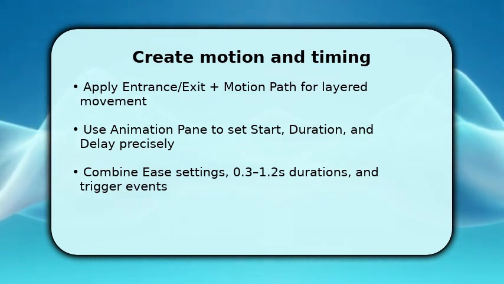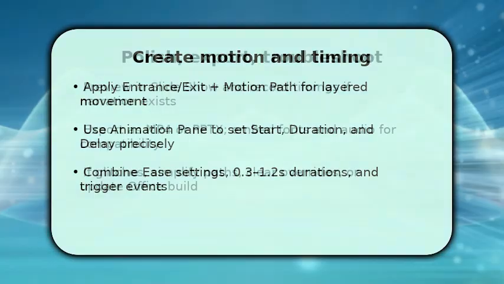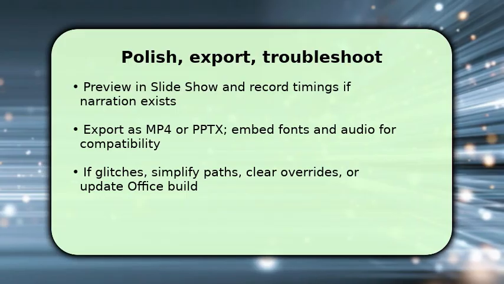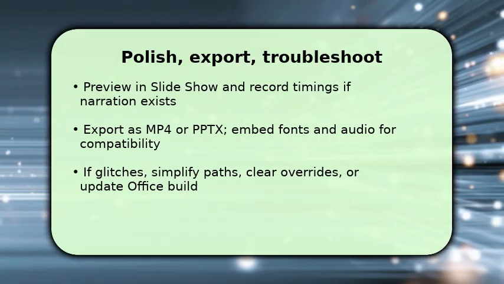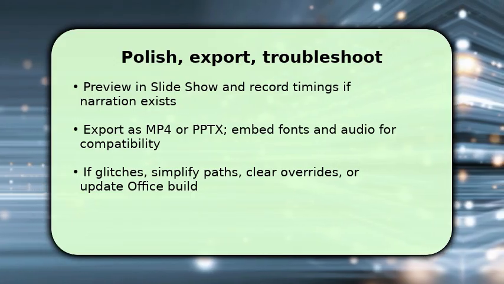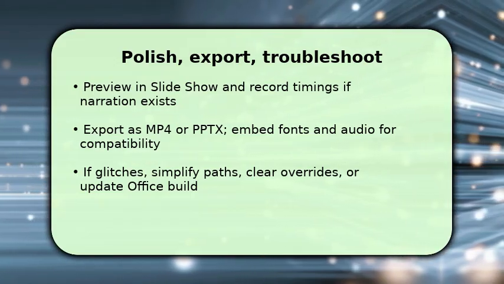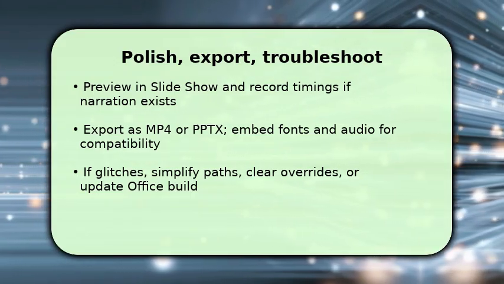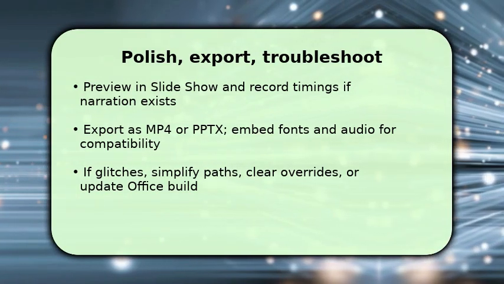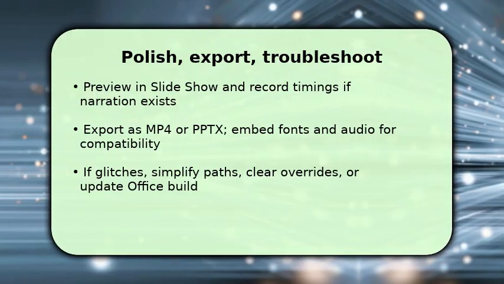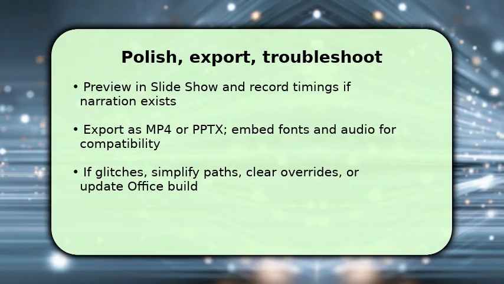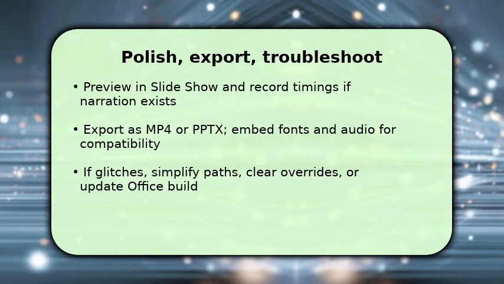Finish by previewing the full slideshow and recording slide timings if you have voiceover. Export to MP4 for sharing or save as PPTX when collaborators need edits, and make sure to embed fonts and audio. If animation stutters or behaves oddly, first simplify complex motion paths and remove overlapping animations. Next, clear animation overrides in the animation pane and restart PowerPoint. If problems persist, update Office to the latest build. These steps get you a polished animation.